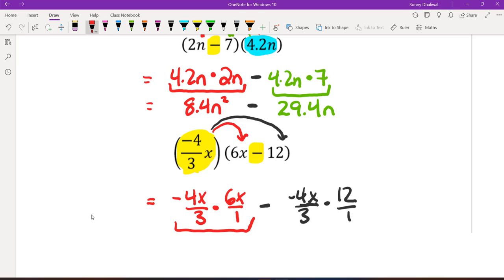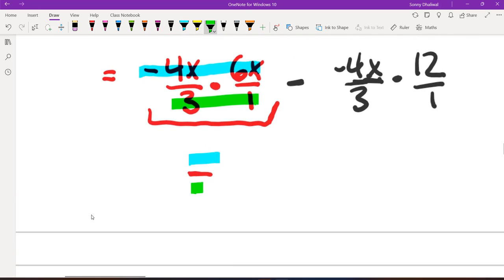When we're multiplying fractions, remember, our answer is going to be a fraction. We multiply the tops together to give us the top number. We multiply the bottoms together to give us the bottom number. So what do we have on the top? Negative 24x squared. Multiply the numbers, add the exponents. What do you have in the bottom? 3.